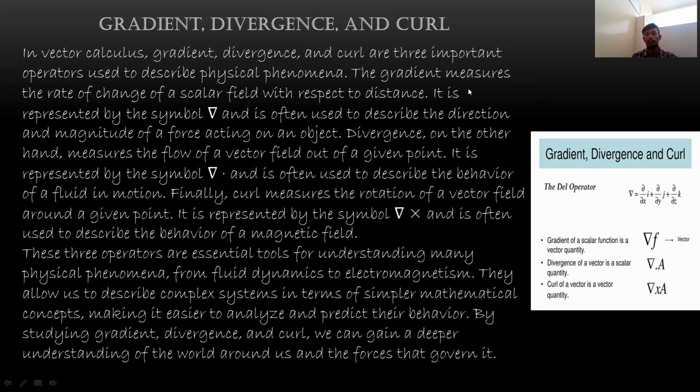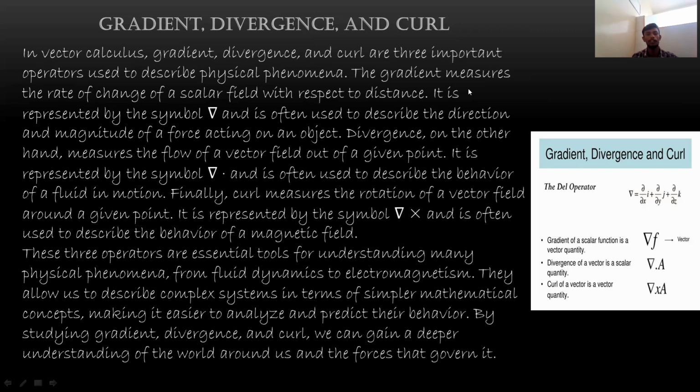Divergence, on the other hand, measures the flow of a vector field out of a given point. It is represented by the symbol del dot, and is often used to describe the behavior of a fluid in motion. Finally, curl measures the rotation of a vector field around a given point. It is represented by the symbol del cross, and it's often used to describe the behavior of a magnetic field.